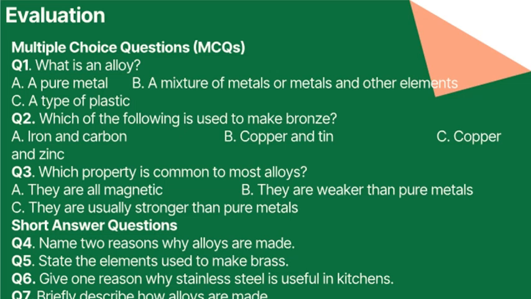Question 2. Which of the following is used to make bronze? Option A. Iron and carbon. Option B. Copper and tin. Option C. Copper and zinc.